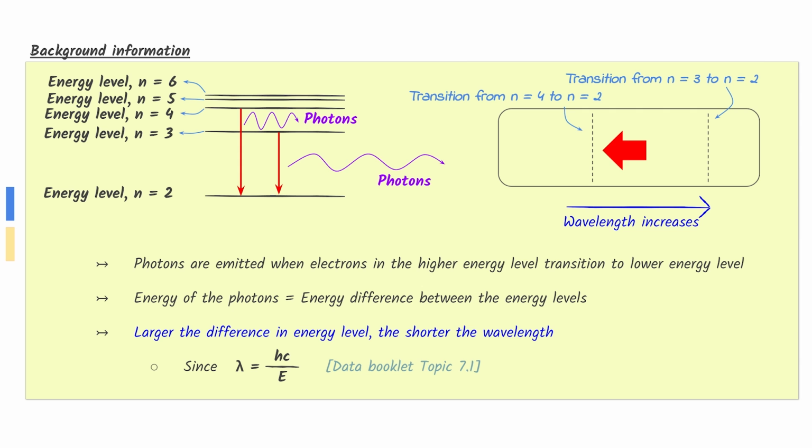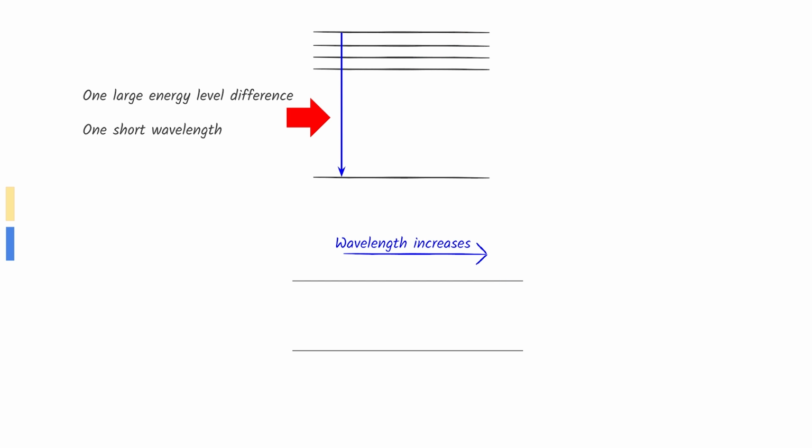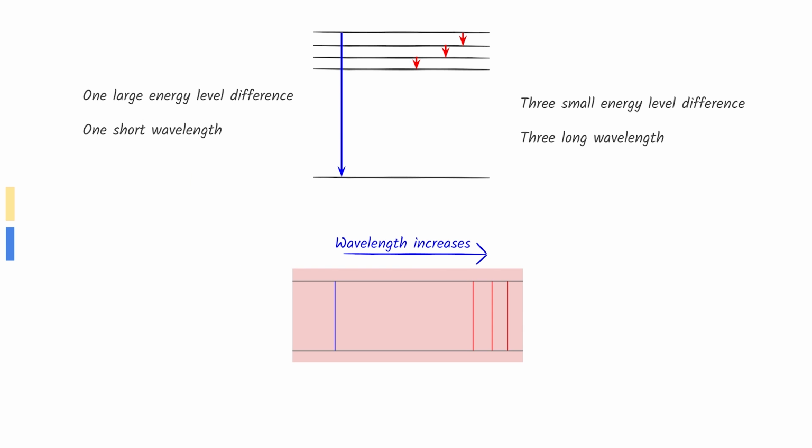Here is another electron transition, but this time from a higher energy level. On the emission spectrum, we can see that the emitted photons have a shorter wavelength. There are 3 relatively small energy level differences, which means we can expect to see 3 long wavelengths. There is 1 large energy level difference, which means we can expect to see 1 short wavelength. Put them together and your answer should look like this.